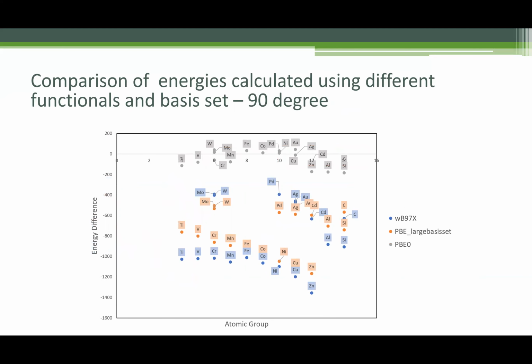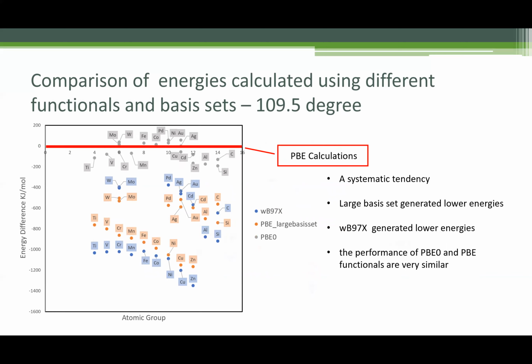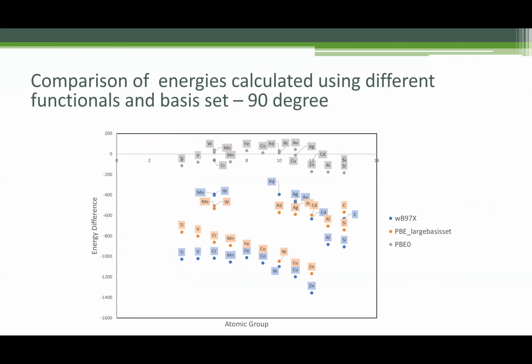Another observation is that the performance of PBE0 and PBE functionals are very similar. It's a super surprising result for me, considering the relatively significant differences in those two functional forms. The energy differences for 90 degree structures show a similar trend.